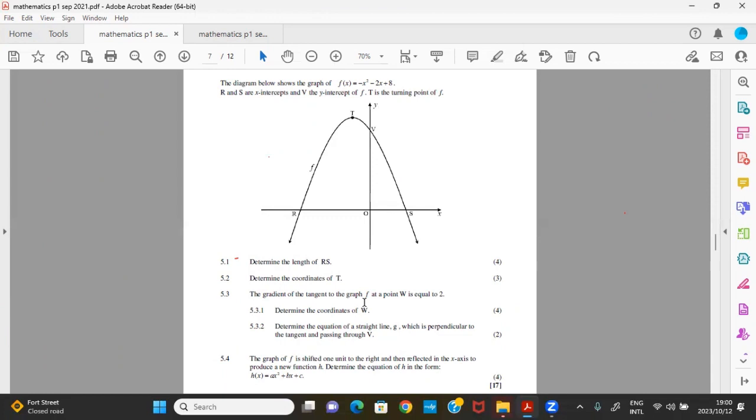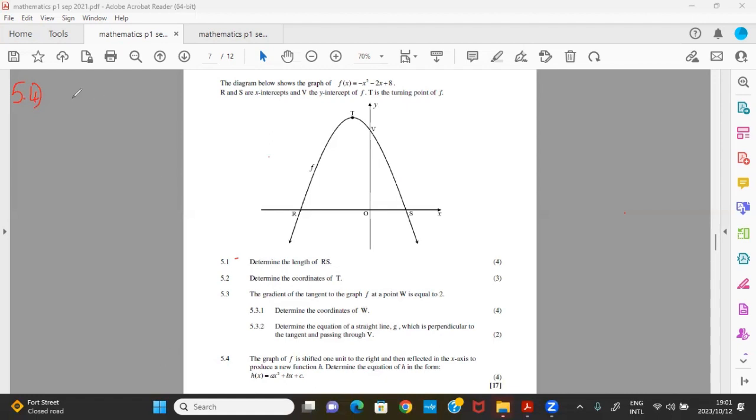Graph of f is shifted. Okay, now we have a shift. So also with this one, I need your full attention. It's shifted 1 unit to the right and then reflected in the x-axis to produce a new function h. Now they say determine the equation of h in the form h of x equals ax squared plus bx plus c. So they want h in the standard form again. So let's see. It's 5.4.